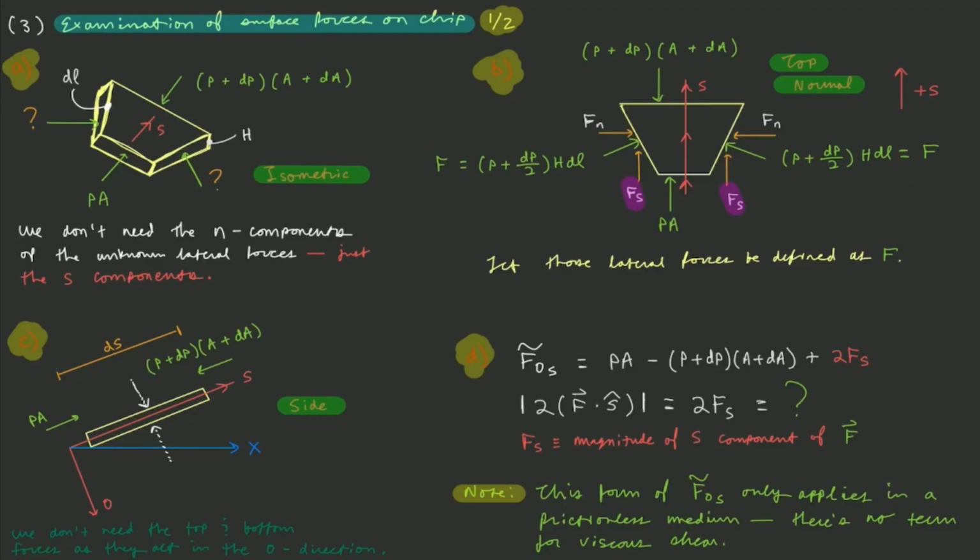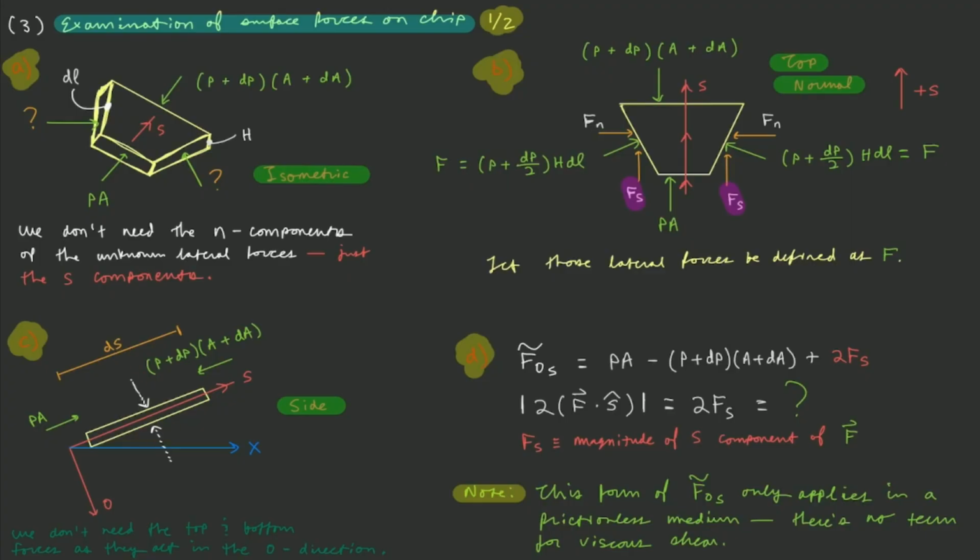Now let's look at C. We're spinning this around now. We're looking at it from the side again. So we're looking at our forces on control surface 1 and control surface 2 here. Now you'll also notice that you will have pressure forces on the top and bottom faces, because this prismatic chip is immersed in a broader fluid. However, the pressure forces on these top and bottom faces are along the O axis. We don't need the top and bottom forces as they act along the O direction. And again, we're only worried about the S direction. So we're ignoring those forces.